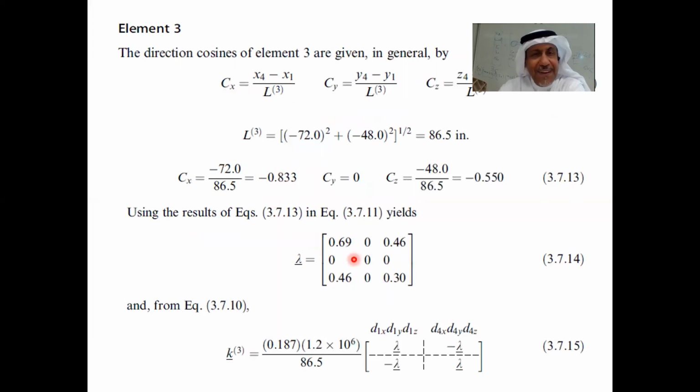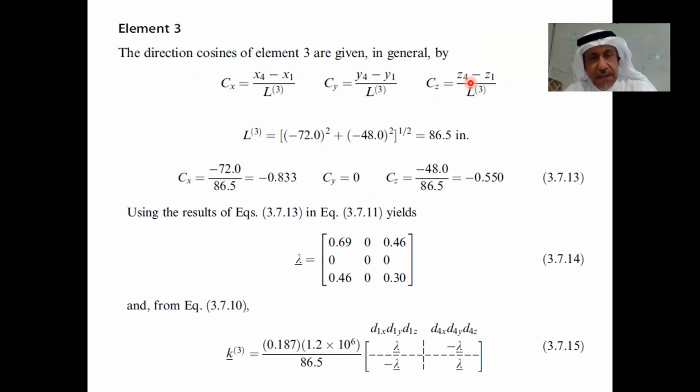K. Look at it. The direction cosines of element 3 are given in general by Cx, Cy, Cz. What would be Cx? X4 minus X1. So your axis is going from 1 to 4, first of all, right? So it's directed from 1 to 4. You have to take the coordinate of the head and subtract the tail, so it will be X4 minus X1 divided by the length.